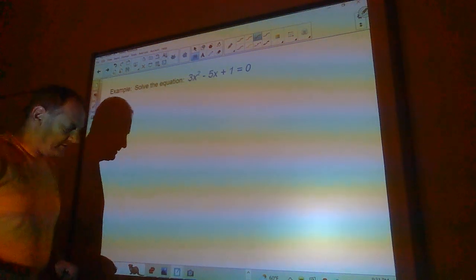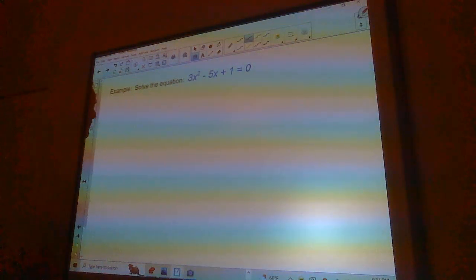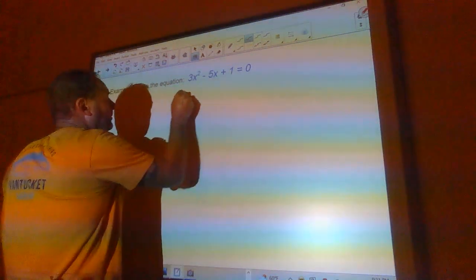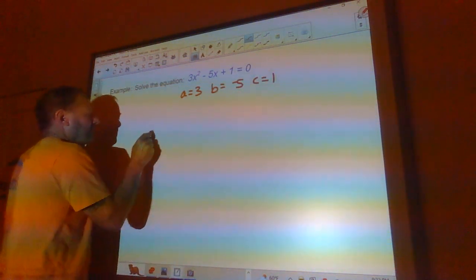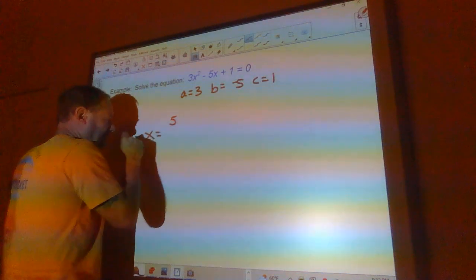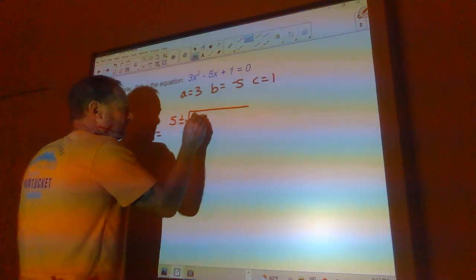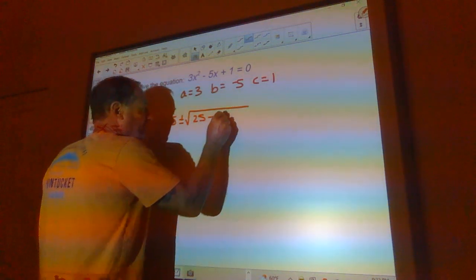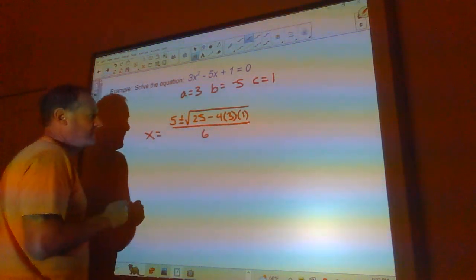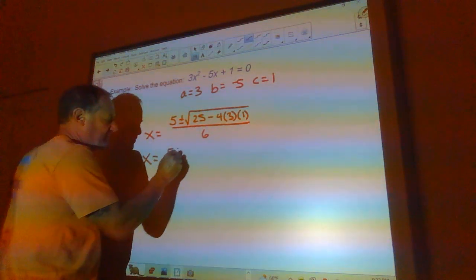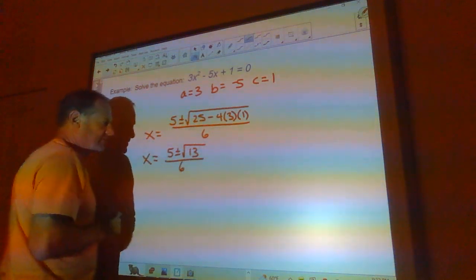Let's have you do this one, and then when you're done, take a look at what I get. My A is 3, my B is -5, and my C is 1. x equals -b, that's going to be +5, plus or minus the square root of b squared, which is 25, minus 4ac, all over 2a. 2 times 3 is 6. So x equals 5 plus or minus the square root of 25 minus 12, which is 13, over 6.